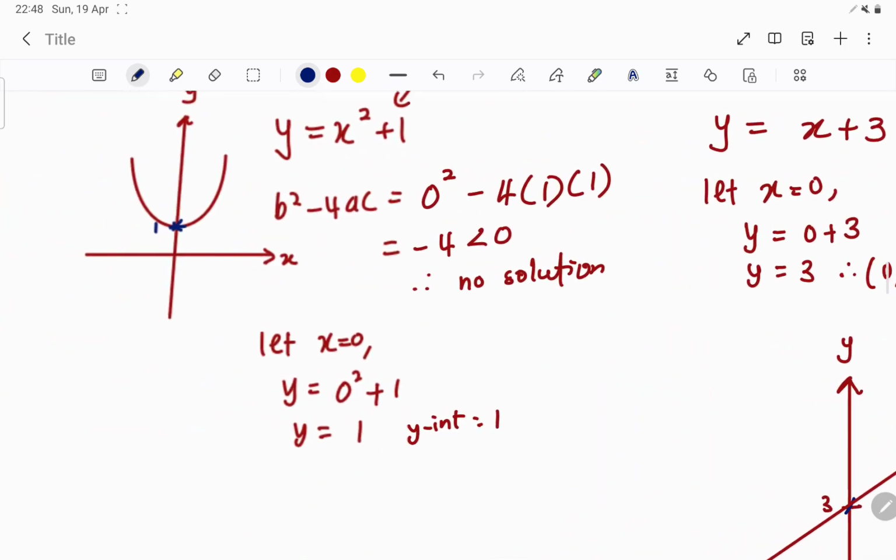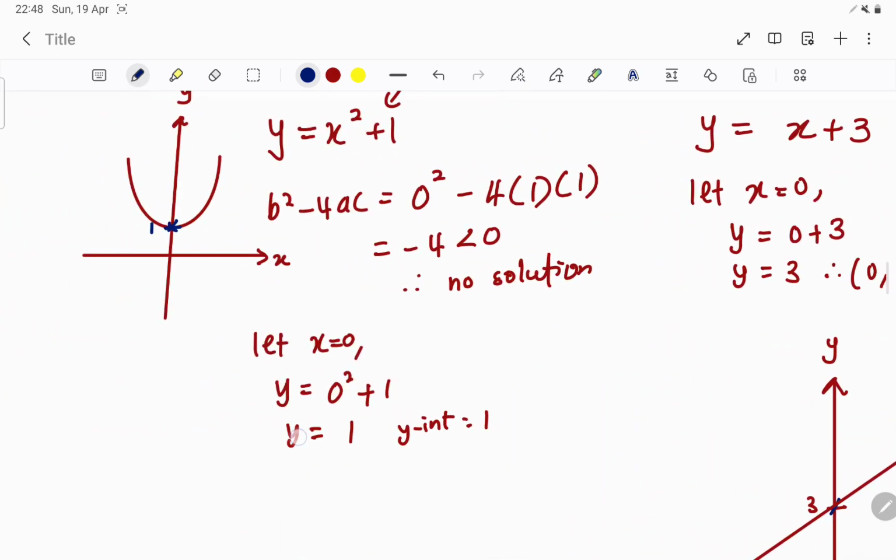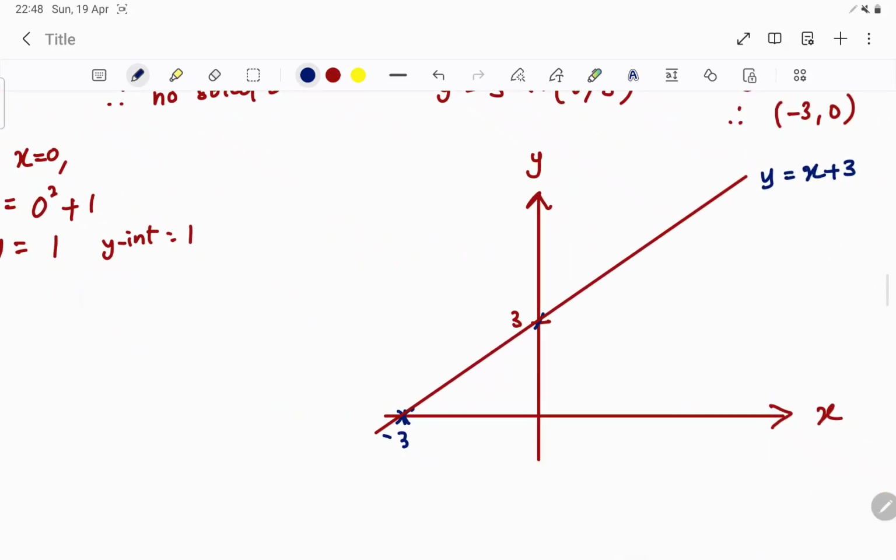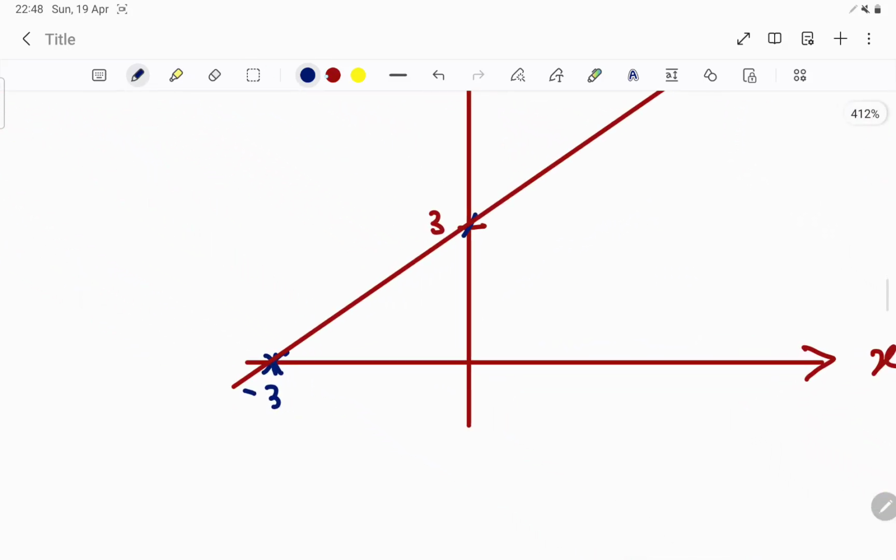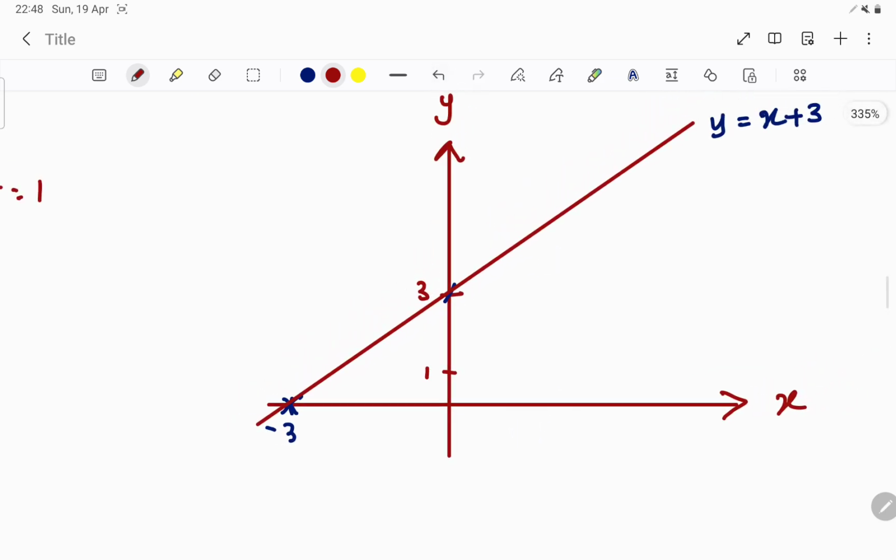Another one we have to draw, which we already got here, is x squared plus 1. Your y-intercept is 1, so I just put it around here. This is 1. When you have your graph, you draw like this. Like that.